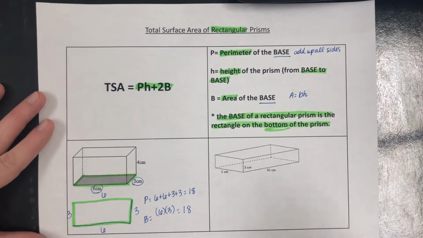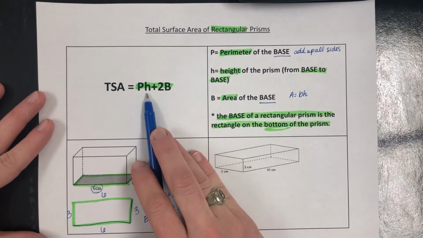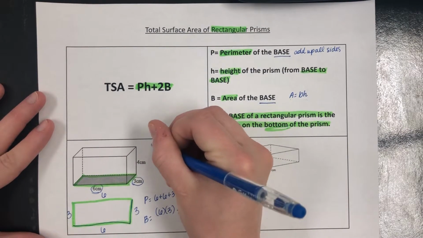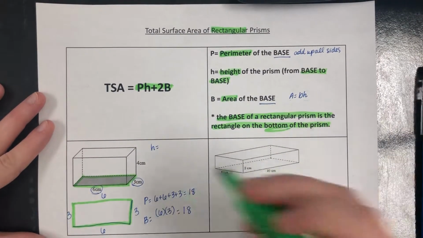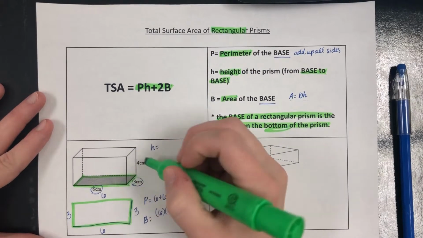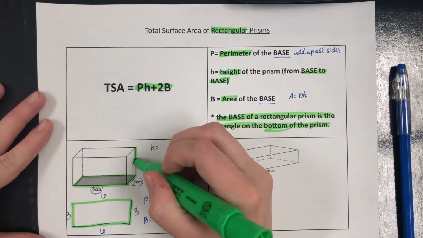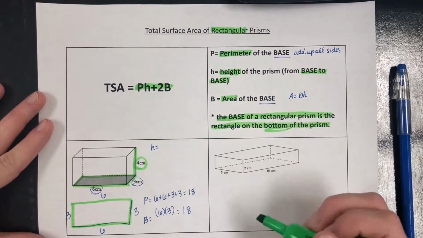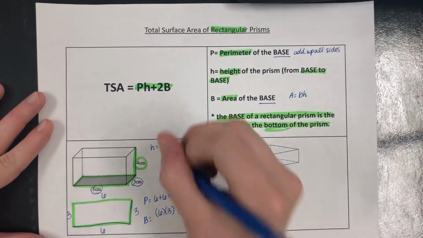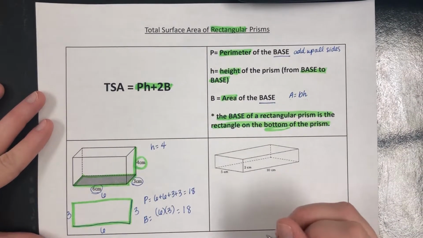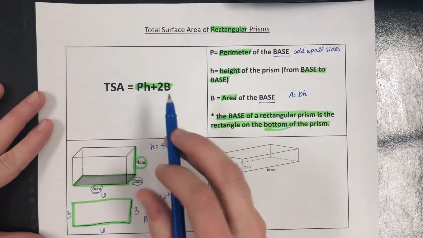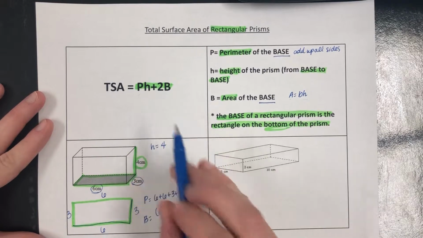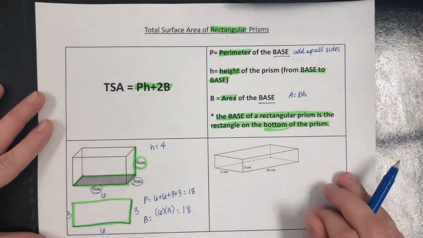Our last piece of the formula is the little h, the height of the prism from base to base. What I'm looking for is the distance from the base that I've already redrawn to the opposite base. In this case, that is 4. Now I have the 3 pieces I need: I have P, I have h, I have B. The 2 has been given to us, so I don't have to find that.